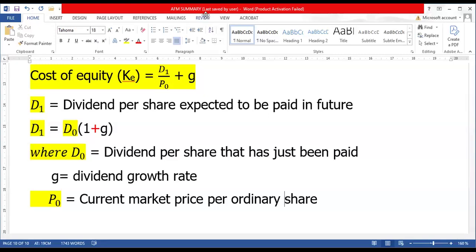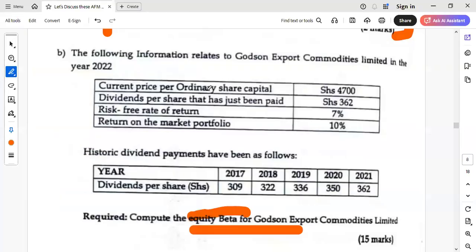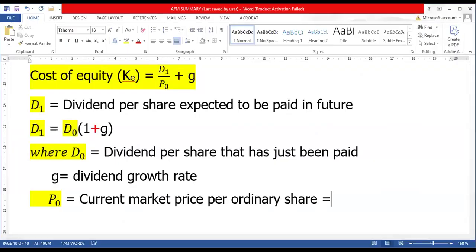So what are we given from the question? We have the current price per ordinary share, so we are given P naught, which is shillings 4,700. That is from the question.